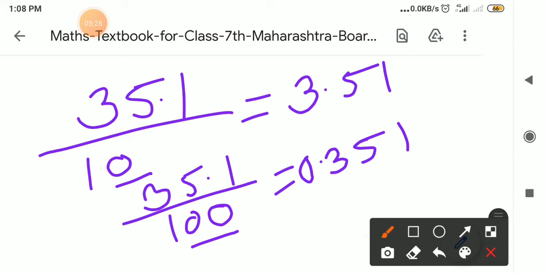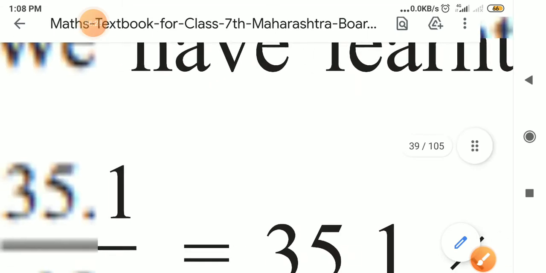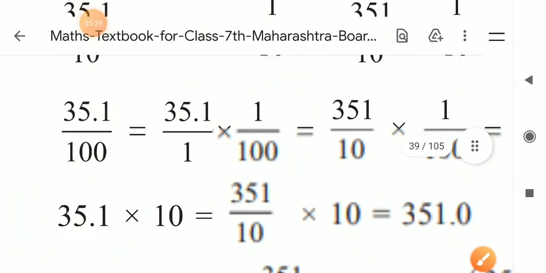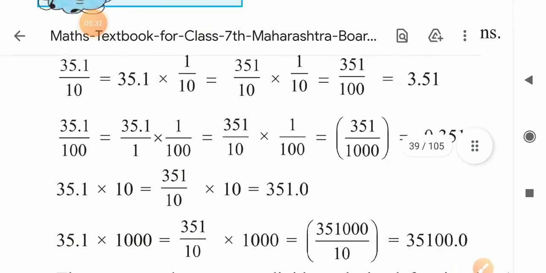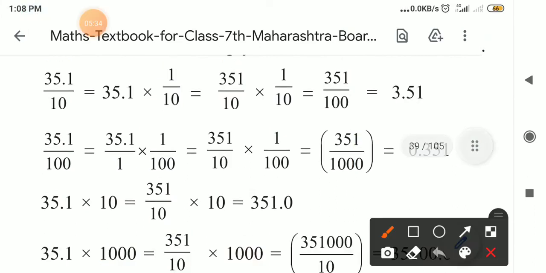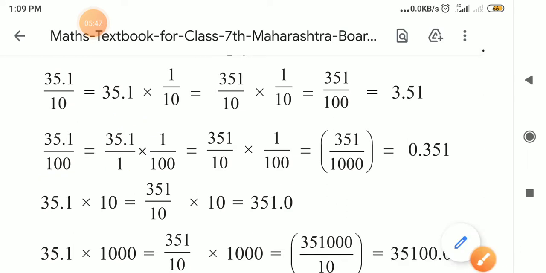These same examples are given in our textbook. If you see here, 35.1 upon 100 means 35.1 upon 1 into 1 upon 100, right? Now with 100, what do we have to do? We have to remove this decimal point again. So this understanding is there only.